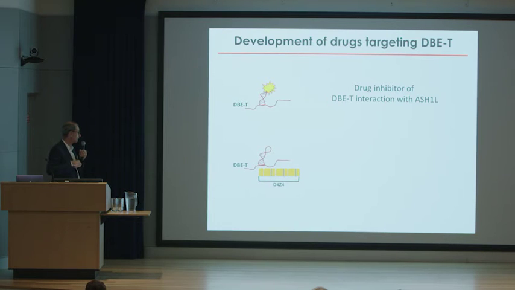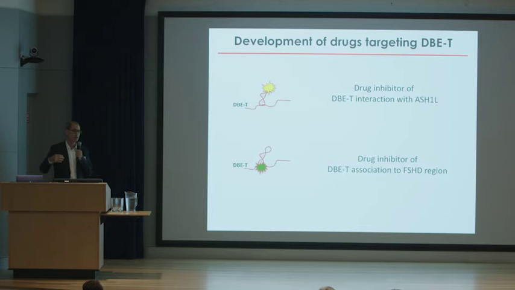The other thing that we are studying in the lab is how the non-coding RNA is interacting with the FSHD locus. We found out that it is able to directly bind to the DNA of the FSHD locus. And once again, we are trying to take advantage of what we are learning in order to develop drugs that are, in this case, blocking the interaction of the BET with the FSHD locus, preventing its binding to the region, and we hope preventing the apparent activation of DUX4 in the patients. So this is one of the projects that is supported by FSHD Global.